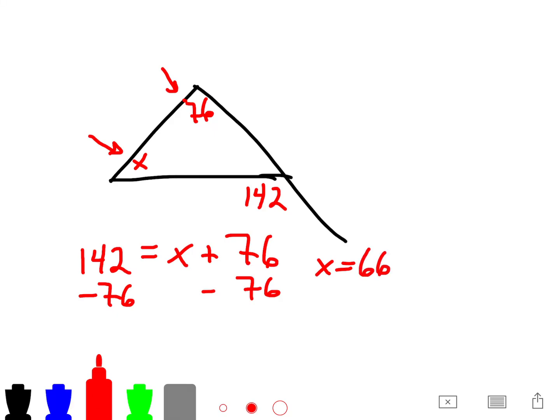I believe. Let me run that on a calculator really quick. It's getting a little late where I am. I don't want to make any careless mistakes. There we go, 66, great.